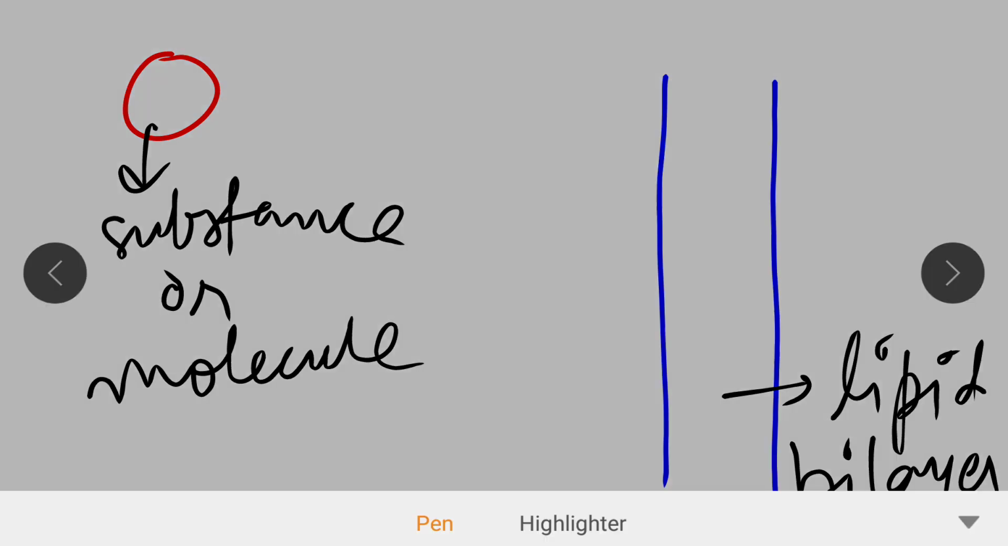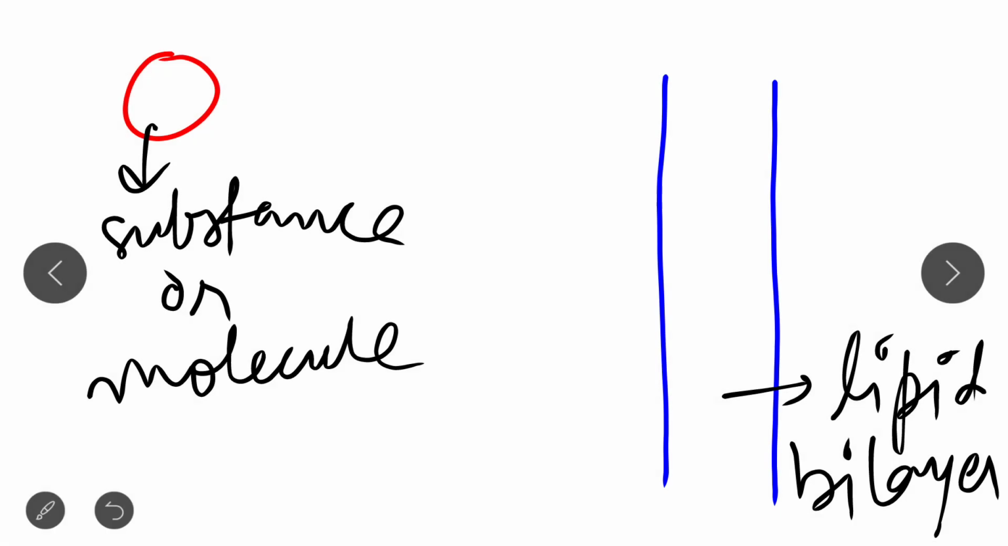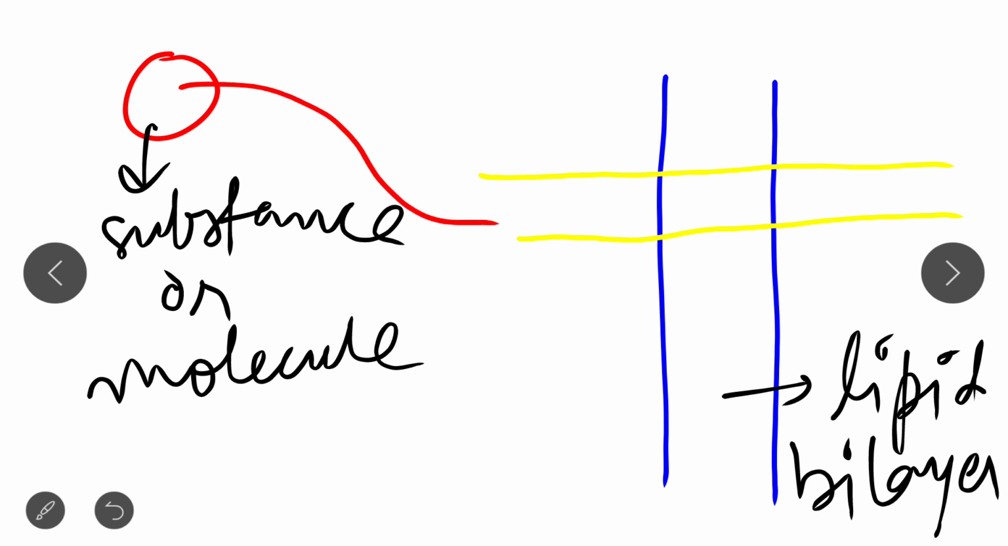But in this case the protein is not carrier mediated, the protein is channel mediated. This channel mediated protein creates a channel like this, and through this channel the substance can easily cross the lipid bilayer. So this is the mechanism of channel mediated protein. Channel mediated protein directly helps in transporting the substance by creating a pore or a channel across the bilayer.